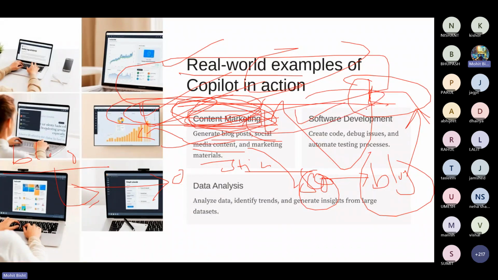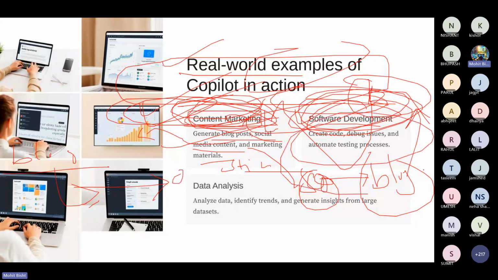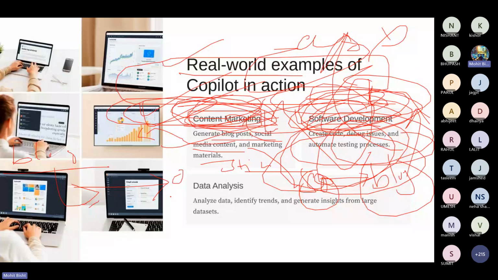Software development, as you already told about the code issues and automation testing process with the help of VS Code and Microsoft Copilot, so we can do that. Data analysis is one of the most important points because nowadays data is the new fuel, right? Data is the new money. If you have a lot of data, you can somehow analyze it.